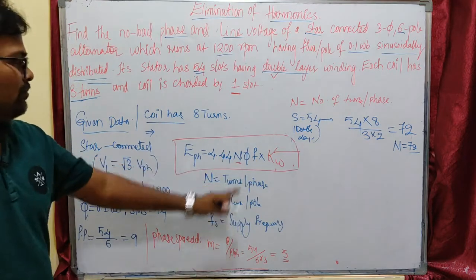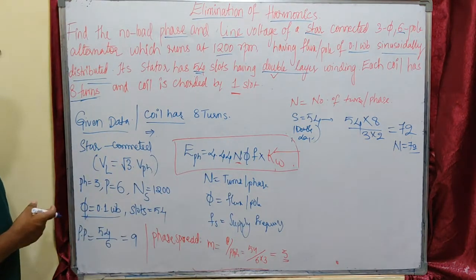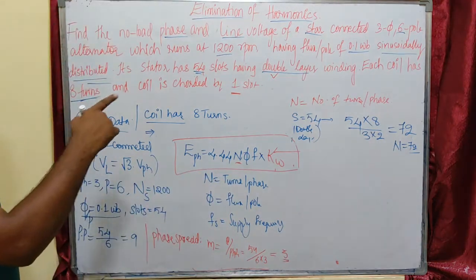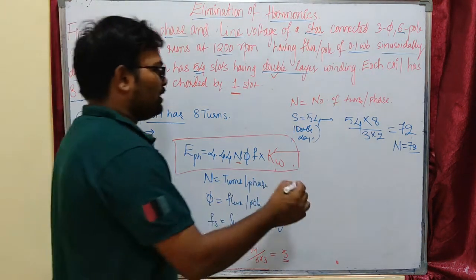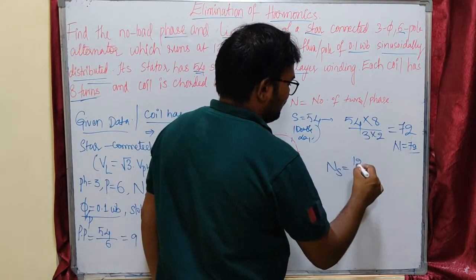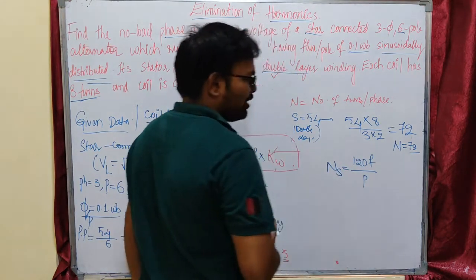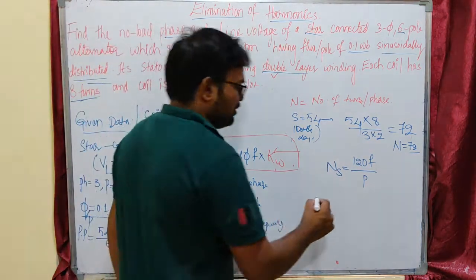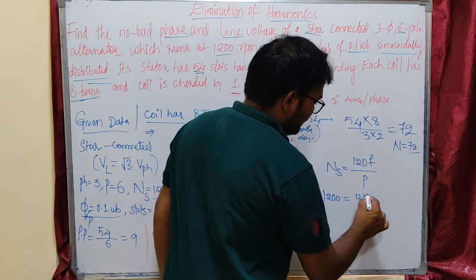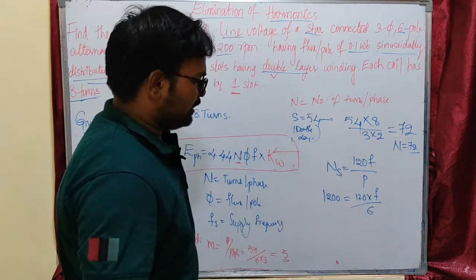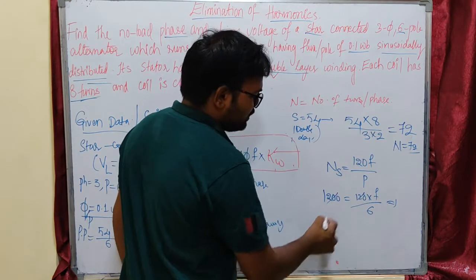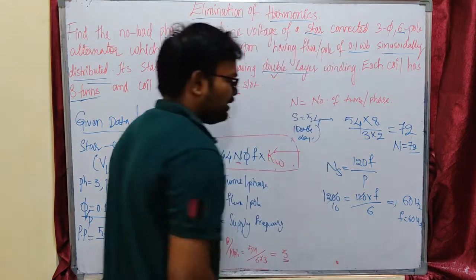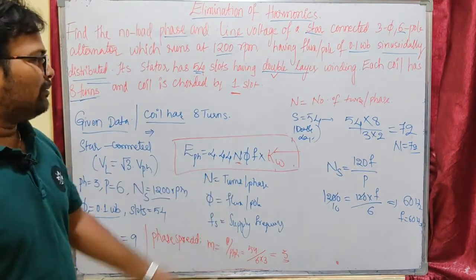Now, phi is given as 0.1 Weber. We don't have to do anything; phi is nothing but flux per pole. We have to find the frequency. Did he mention frequency anywhere? No, he didn't. So we can find the frequency by using the synchronous speed, 120 f by P. Here the synchronous speed is 1200 rpm, which equals 120 into frequency by the number of poles, 6. So we get 60 Hz. Our frequency is equal to 60 Hz here. We got frequency, flux per pole and number of turns per phase.